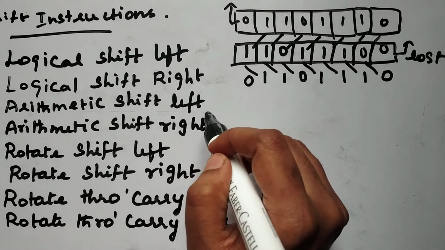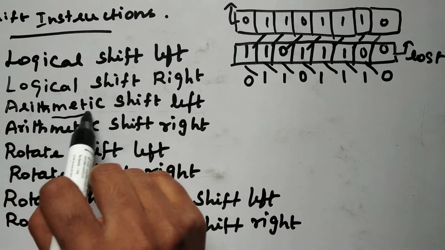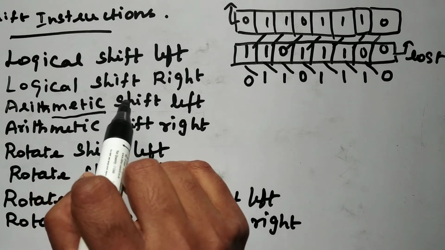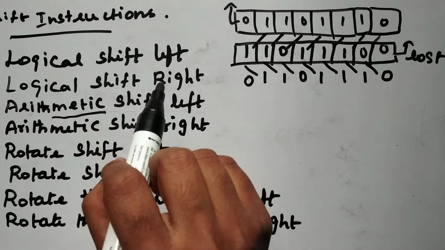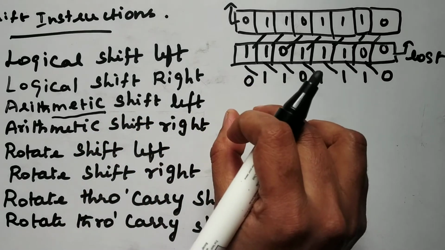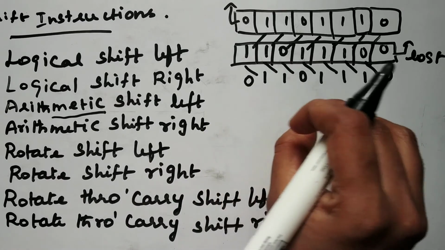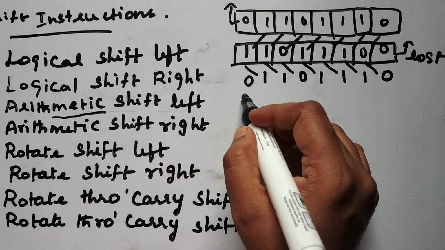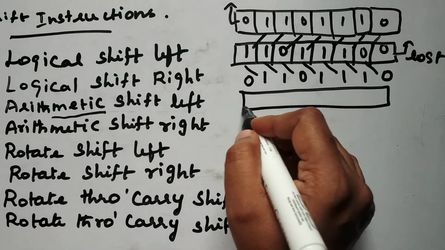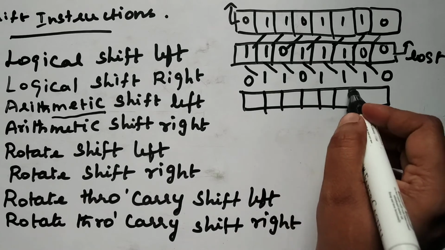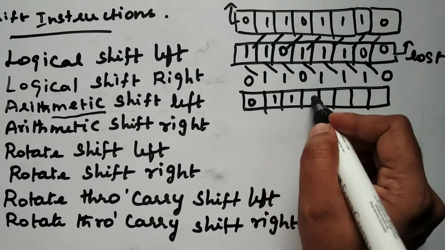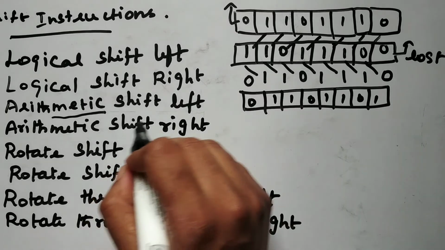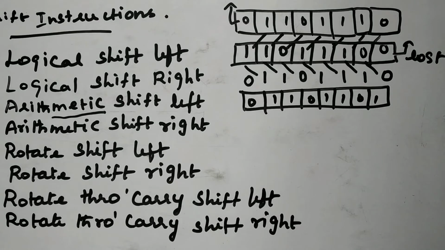Next one is arithmetic shift left. When we talk about an arithmetic instruction, obviously it should consider the sign bit of that operand. Whatever the input operand we have, the sign bit will be the most significant bit of the operand, and that will be considered as the sign bit. So if you are performing arithmetic shift left on any given input, for example, 0 1 1 0 1 1 0 1, if this is your given input, now if you are performing arithmetic shift left, what happens here?